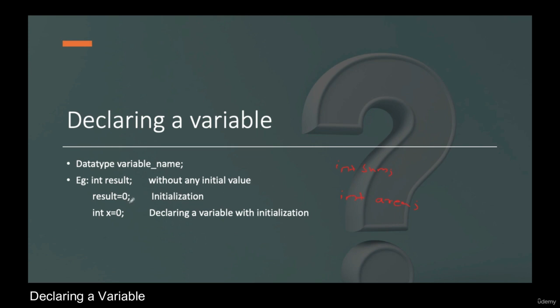One way is direct: after declaration you can initialize the variable. Another way is to initialize the variable during the declaration itself. If I want a variable called result which is of integer type, and I want to assign a value of 5 to it, I can do it like this: int result equal to 5. So the syntax is data type, variable name, equal to value. That is an assignment example.